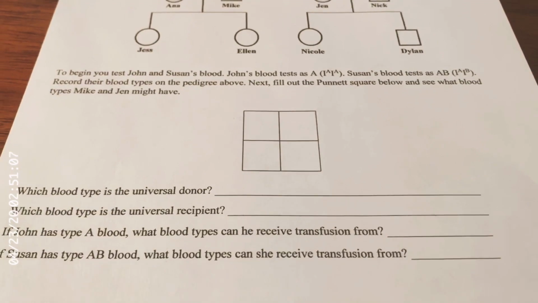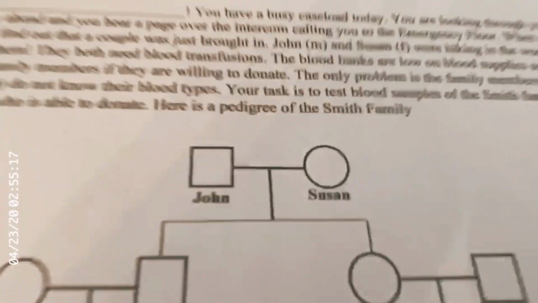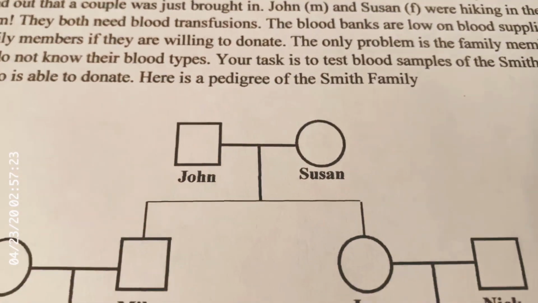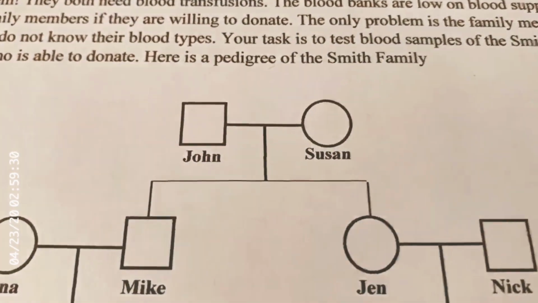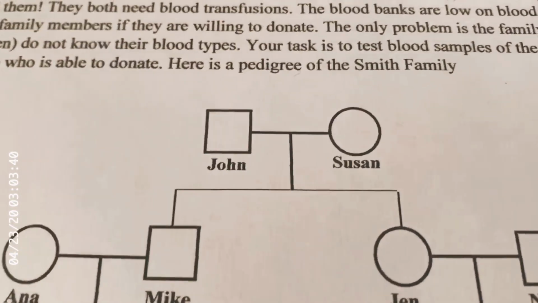I would make it known, I would do their genotype. So I would write those up here in the pedigree, what John and Susan are. I would write their genotypes, but if you want to write the phenotype, if you just want to write A and AB, that would be fine as well.